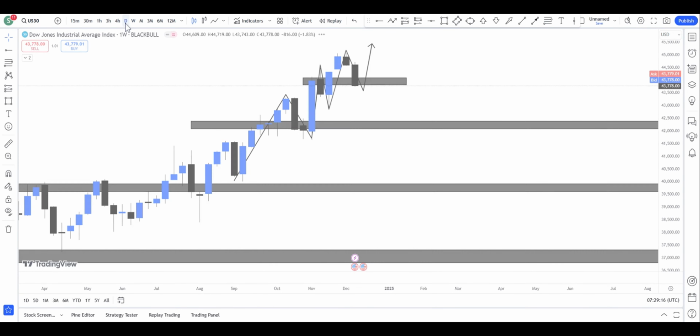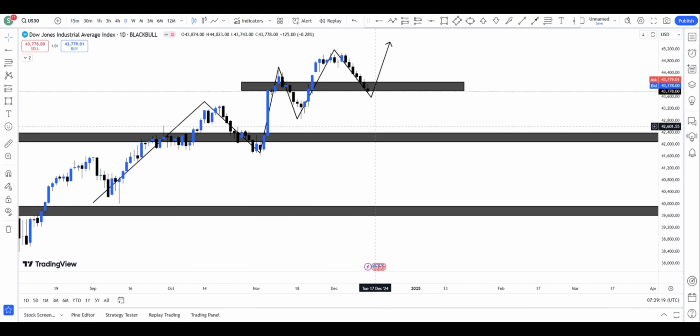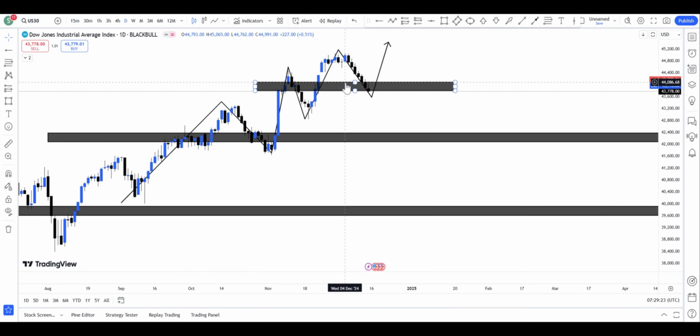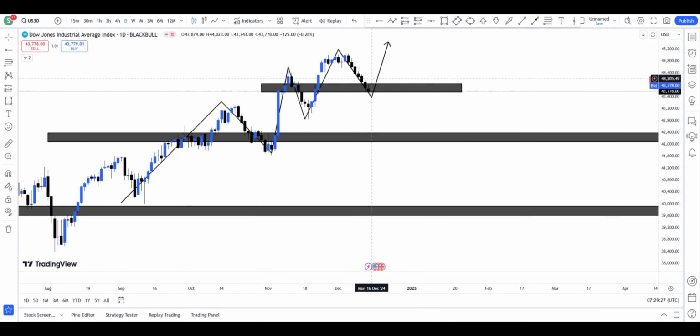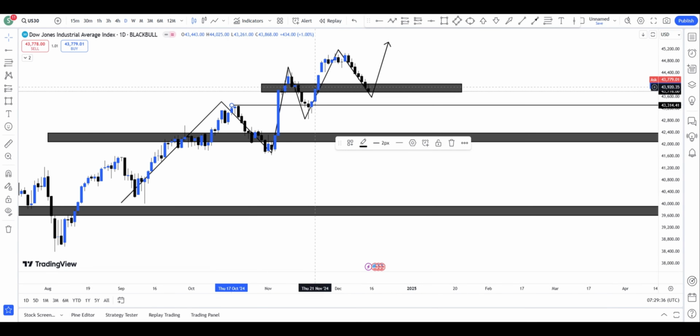So let's go down to the daily time frame. Now on the daily time frame, we can see that price is currently at this zone. So what we're waiting for is to see something like a bullish engulfing from the daily time frame on this zone for us to look for bullish trades in line with the trend on the US 30.